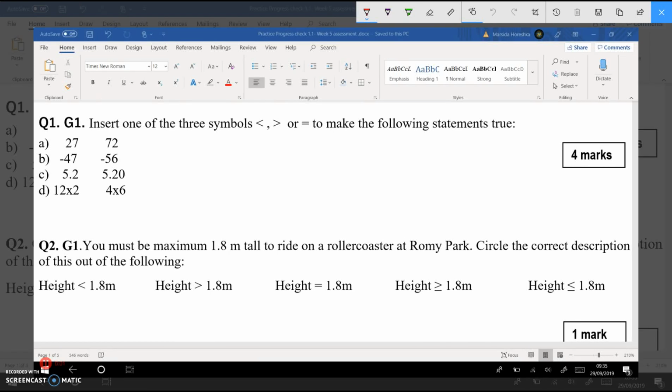This is a practice version of Progress Check 1.1. Question number 1. Insert one of the three symbols, smaller than, greater than, or equal to, to make the following statements true. So the symbols that we're using are the smaller than, greater than, and equal to.